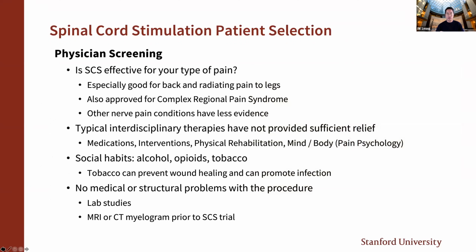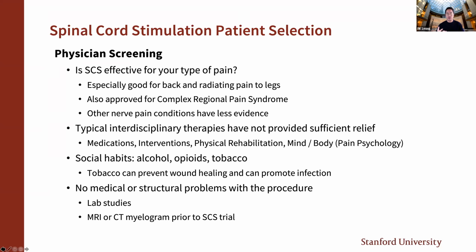What I thought might be helpful, just briefly, is to talk about who is the right candidate and what you look for in order to be a candidate for this. As a physician, what we think of are some of these questions that you see on the slide deck: do you have back and leg pain? Do you have complex regional pain syndrome or a specific neurologic condition? Other nerve pain conditions and visceral pain conditions can be effective. We're still in the clinical trials for some of them right now, including abdominal pain, etc. Have you done interdisciplinary therapies?